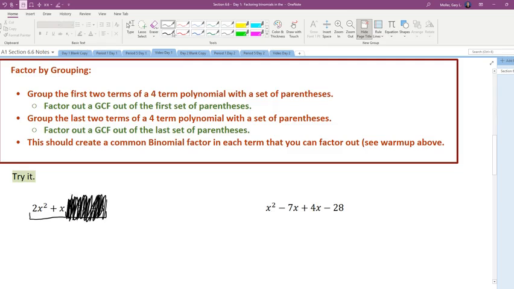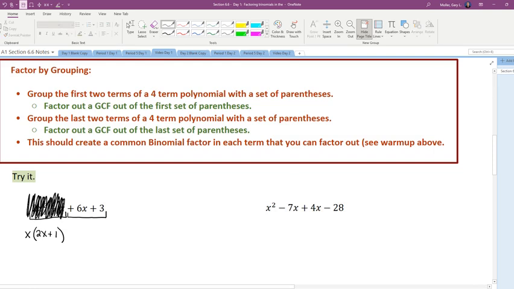So can we factor anything out of 2x squared plus x? They both have an x. So I can factor out an x, leaving me with 2x plus 1. Check it, x times 2x, x times 1. Everything works. All right, so now that I've done that part, now we're going to, essentially, scribble all this out, and we're just going to look at the last part.